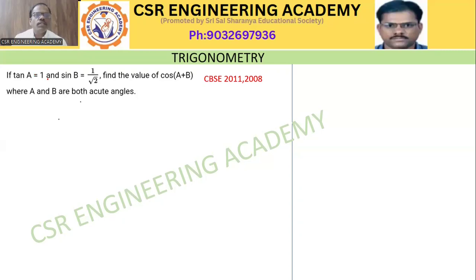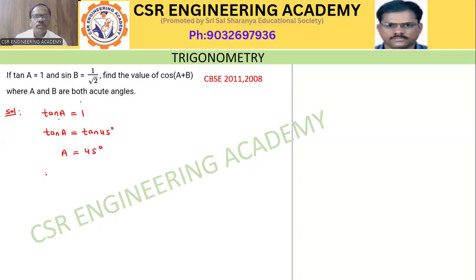If tan A is equal to 1 and sin B is equal to 1 by root 2, find the value of cos(A plus B), where A and B are both acute angles. Given tan A is equal to 1, tan A is equal to tan 45 degrees. A is equal to 45 degrees.